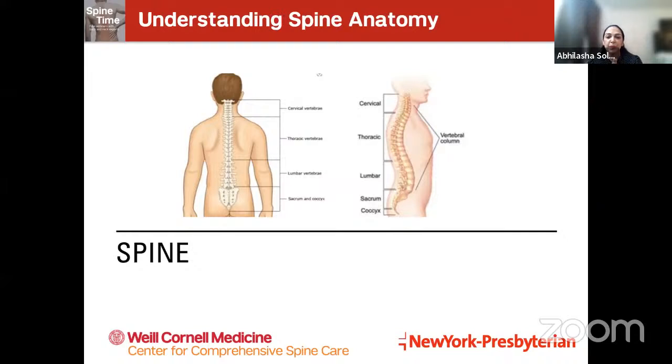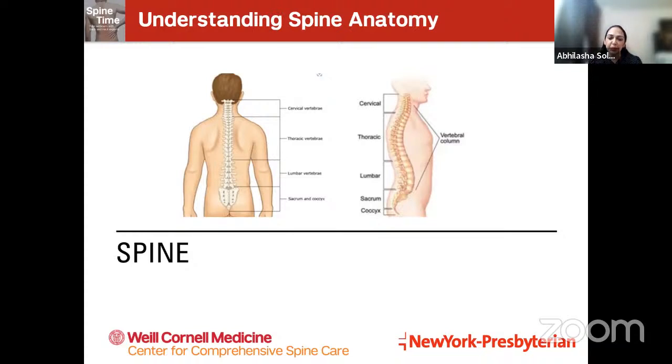Now, if you were to look at the spine from the side, it basically has certain natural curves. The one in the cervical region and the lumbar region is called lordosis, and the one in the thoracic region is called kyphosis. Very important thing to remember is that these are natural curves, and when obviously they're exaggerated, patients can have pain.